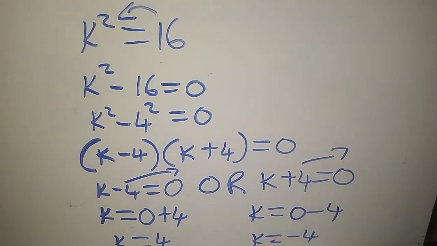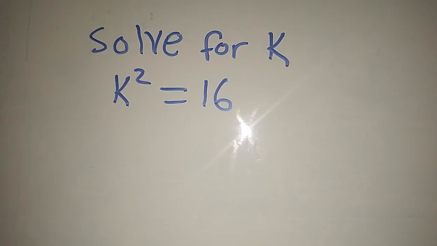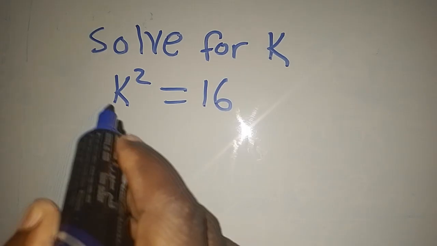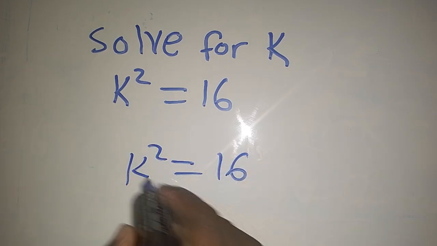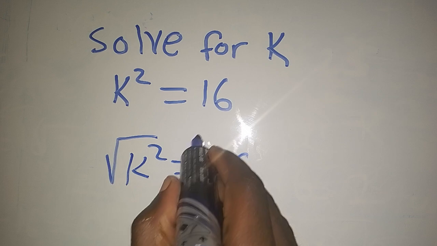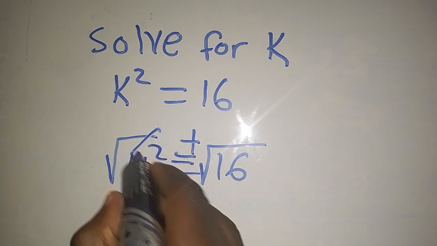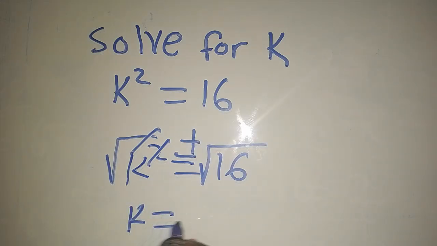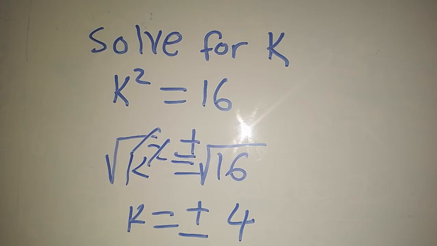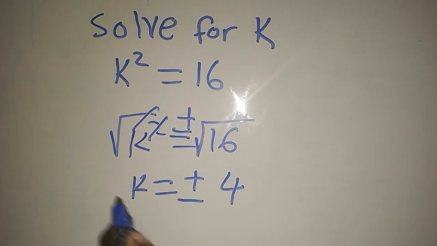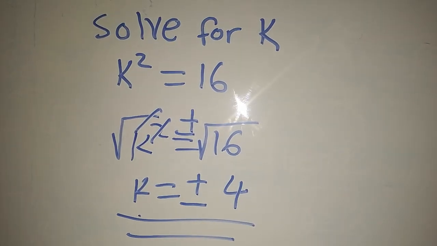Basically we can solve like this. I'm going to show you the second method. What you can do, you just have to write k to the power 2 equals 16. Then square root this side, you say positive or minus, you square root also that side. This root and 2 will be cancelled, then k equals positive or minus the square root of 16, which is 4. So you are done solving, meaning k can be positive or can be negative, and that is done.